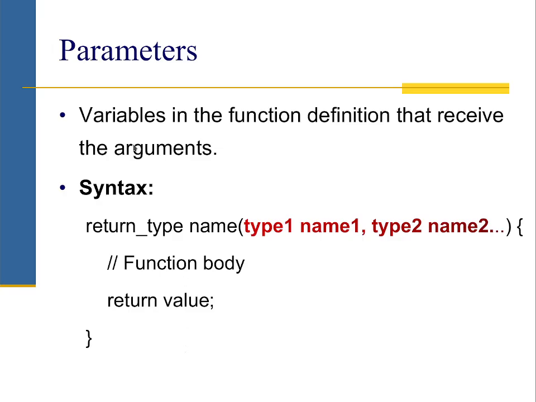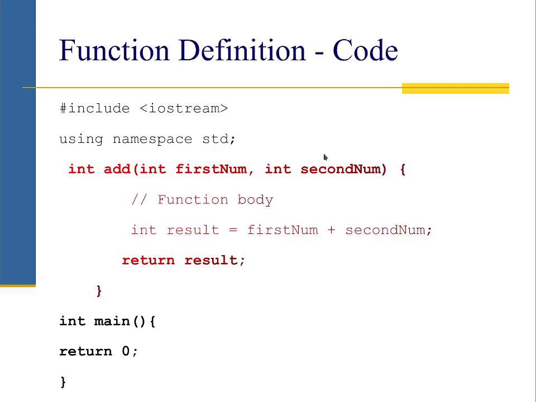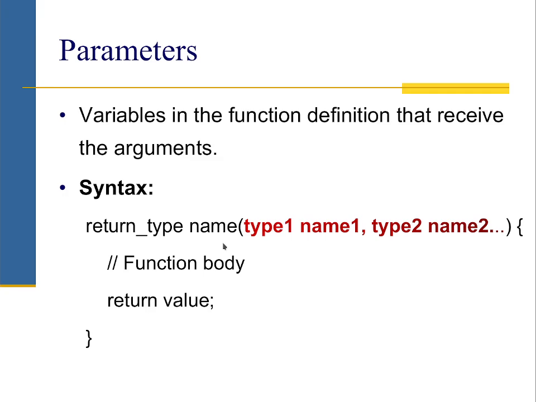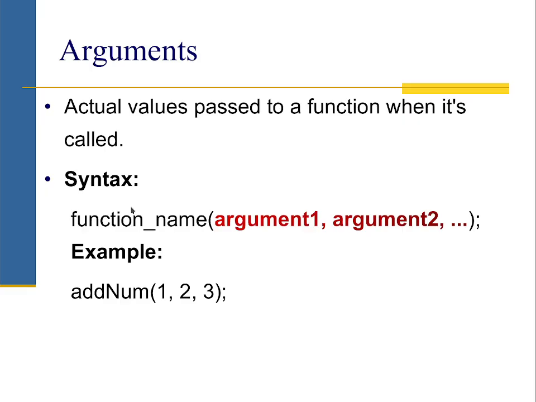The parameters are variables in the function definition that receive the argument. So here, you see this and this; they are the variables, and they receive the argument when we call it. We'll look at how to call it. So here is the syntax: the return type, your function name, your type and name, your other type, and the name as you go on. Then the argument: the actual values passed to a function when it's called.